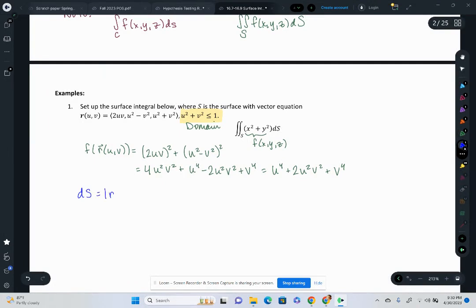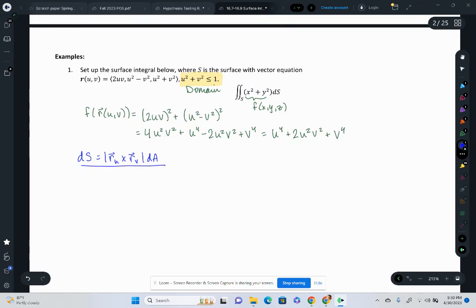Remember, dS is going to be the magnitude of r sub u cross r sub v dA. So that means I need to find r sub u and r sub v, and then I need to find their cross product. So wish me luck here. R sub u: the first component is 2v. The second component is 2u. The third component is 2u.